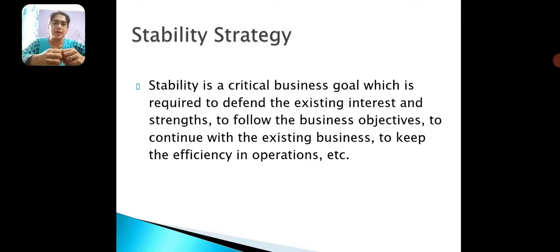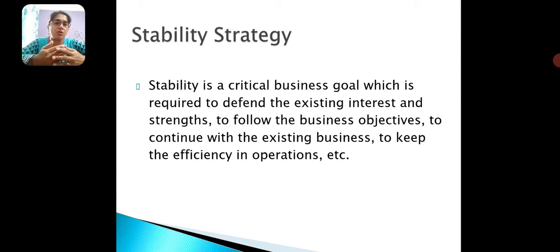So that is called a stability strategy. At the corporate level, if the company decides to have a stability strategy, then all the business units under that corporation will focus only on those products and services which they already have, the markets which they are already serving, and the market share which they already have in the market. They'll try to maintain that, and even the profit percentage, the margins, they would like to maintain the same as before. So this is the stability strategy.